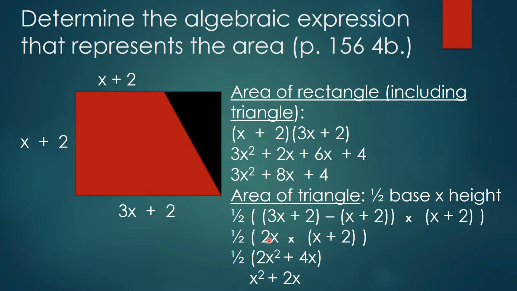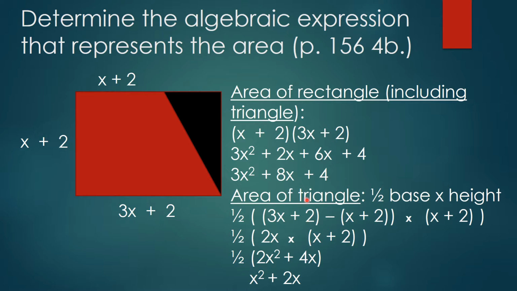So we have to multiply inside the brackets first using the rule of BEDMAS. So 2x times x gives you 2x squared. 2x times 2 gives you 4x. Now you multiply each of those terms inside by 1/2. 2x squared times 1/2 gives you x squared. 4x times 1/2 gives you 2x.